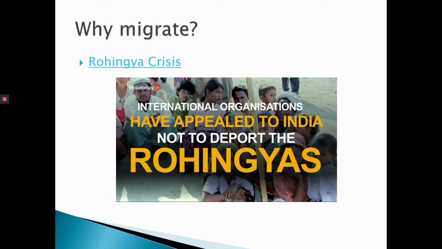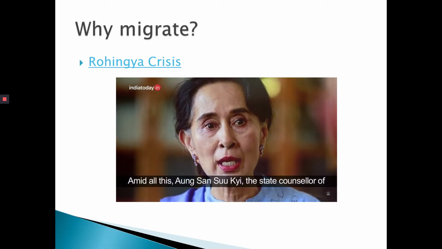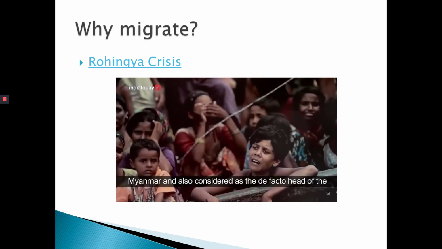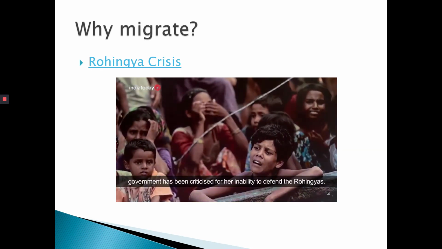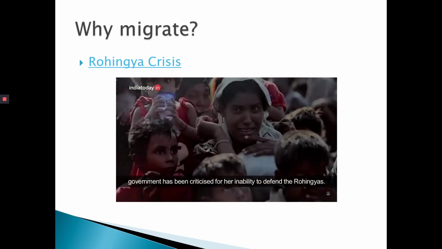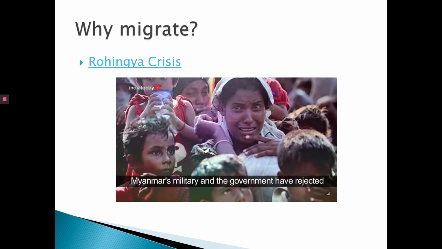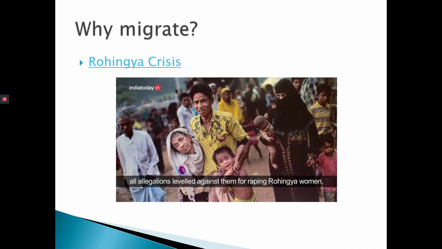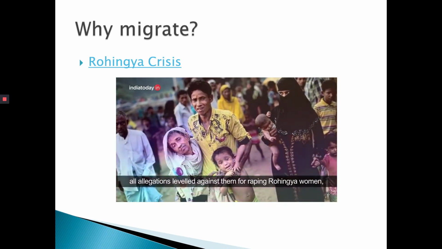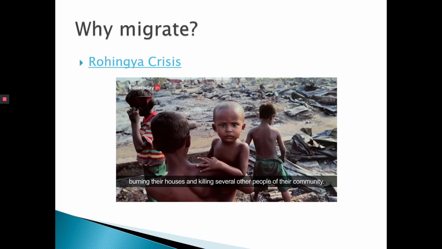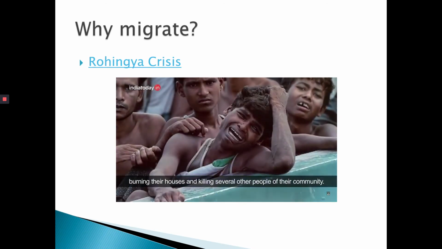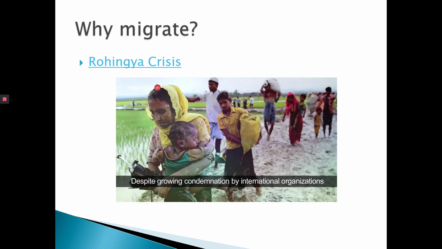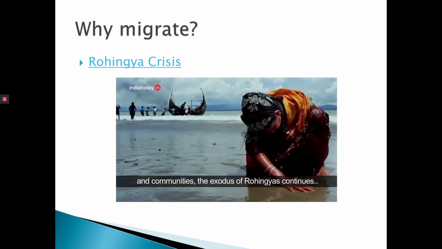Amidst all this, Aung San Suu Kyi, the state councillor of Myanmar and also considered as the de facto head of the government, has been criticized for her inability to defend the Rohingyas. Myanmar's military and government have rejected allegations leveled against them for raping Rohingya women, burning their houses, and killing several other people of their community. Despite growing condemnation by international organizations and communities, the exodus of Rohingyas continues.